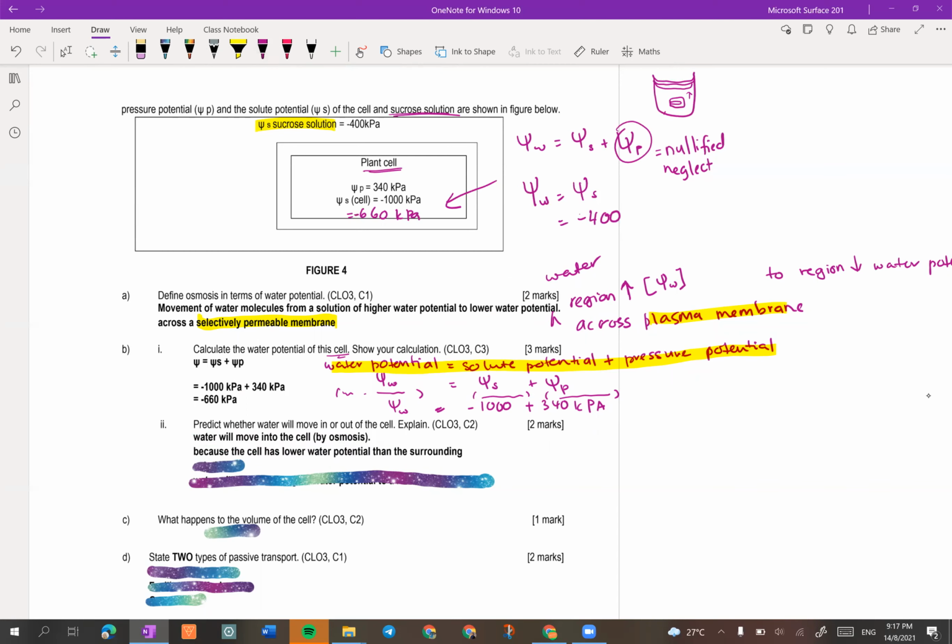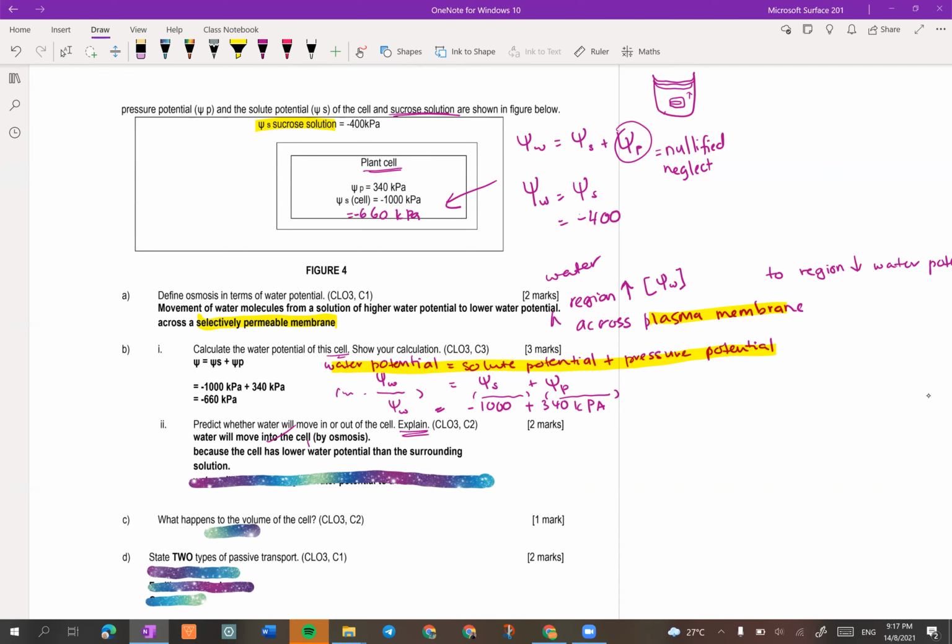So let's check the answer. Water will move into the cell by osmosis because the cell has, sebab dia minta explain kan untuk jawapan dia. So yang ni dah dapat 1 markah and then explanation you akan dapat 1 markah lah because the cell has lower water potential than the surrounding. Ataupun you boleh cakap daripada segi free molecule of water.